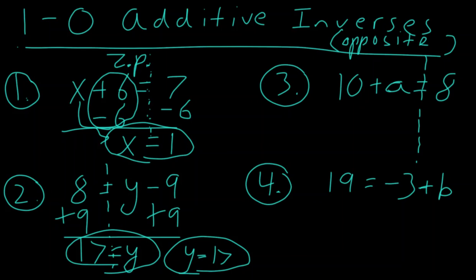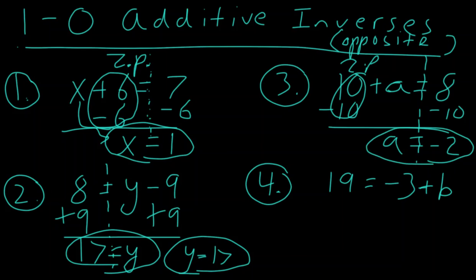The opposite of plus 10 is minus 10. What we do to the left of the equal sign, we have to do to the right of the equal sign. Our 0 pair goes away. And a equals 8 minus 10. And you might want to use a calculator for that if you struggle with negatives. 8 minus 10 is negative 2.